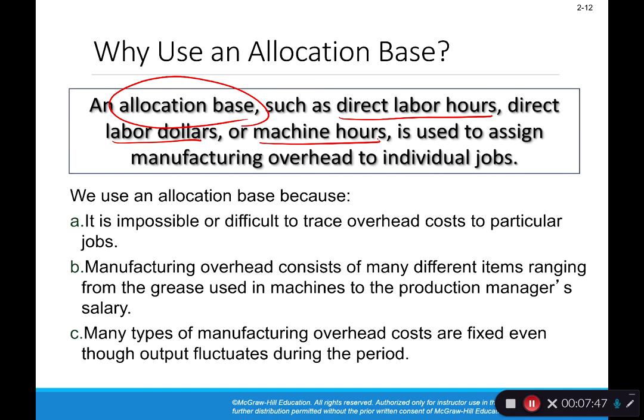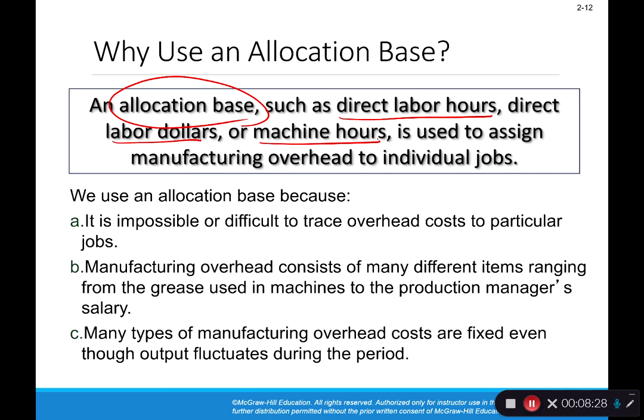It's impossible or difficult to trace the actual overhead costs to particular jobs, which is why we need to go through this process. And manufacturing overhead includes all sorts of different items, ranging from the grease used in machines to the production manager's salary. And some of the costs are fixed and some of them are variable. So it would be very difficult to directly trace the cost. And frankly, even allocating the cost using a driver is not perfect because not all of the costs are going to be driven by one driver. But for simplistic purposes, most companies do use one predetermined overhead rate for the whole company, with the idea being that it's good enough. It's providing good enough cost information.